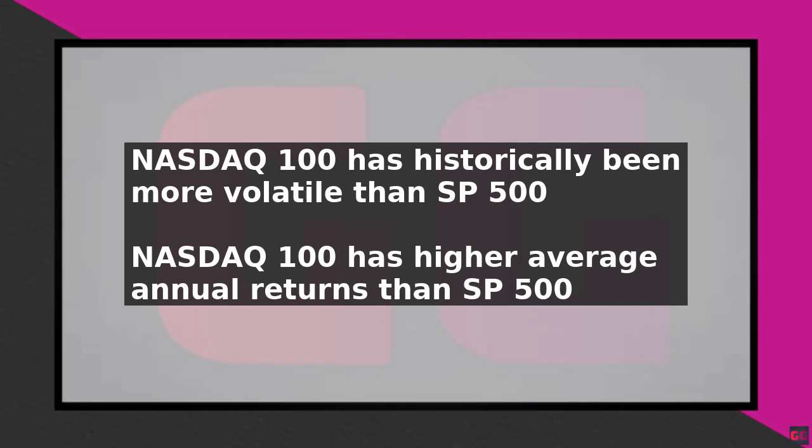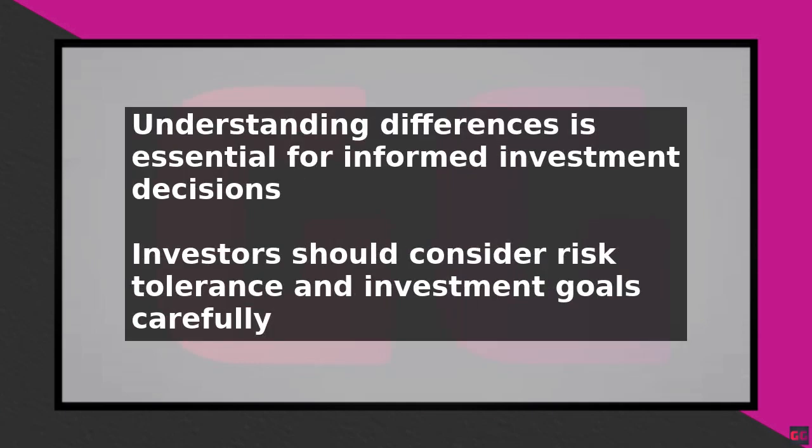To illustrate this, let us consider a practical example. Suppose you invested $1,000 in the NASDAQ 100 and the SP 500 at the beginning of 2020. By the end of the year, your investment in the NASDAQ 100 would have grown to around $1,500, while your investment in the SP 500 would have grown to around $1,200.